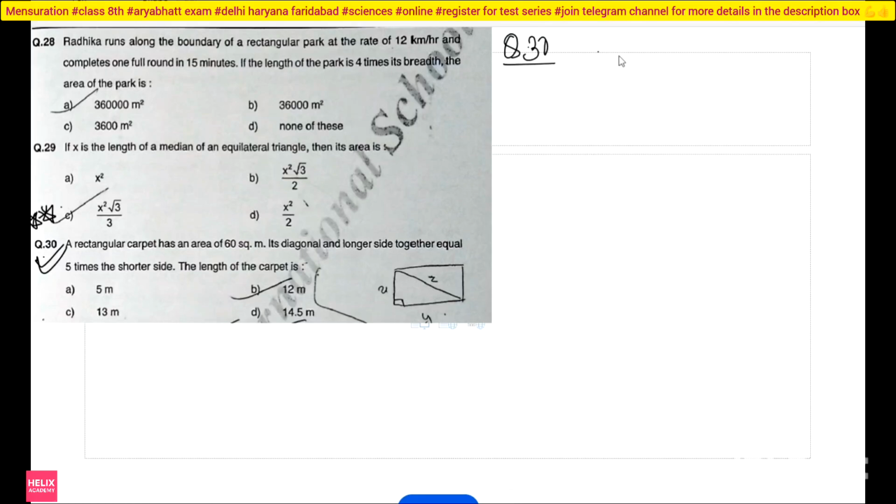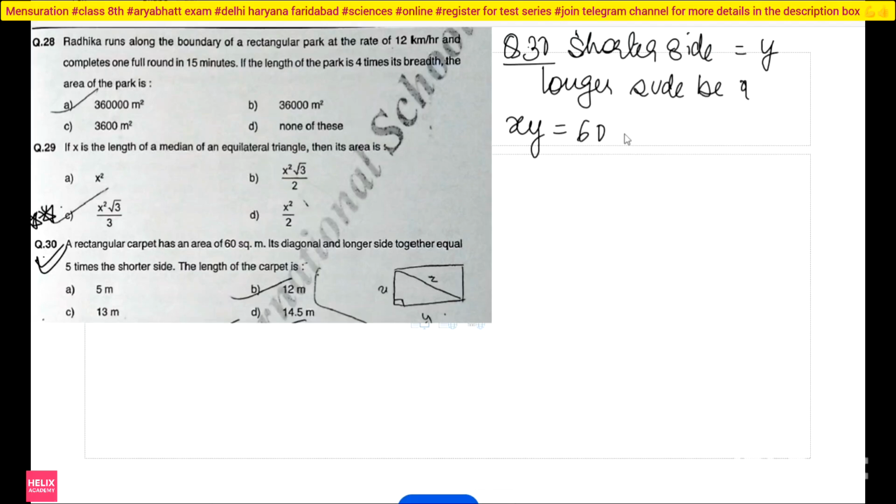Question number 30. Suppose the shorter side length is equal to y, so the longer side is x. It is given that xy is equal to 60 meter square, and I know that the diagonal length is nothing but the square root of x square plus y square.